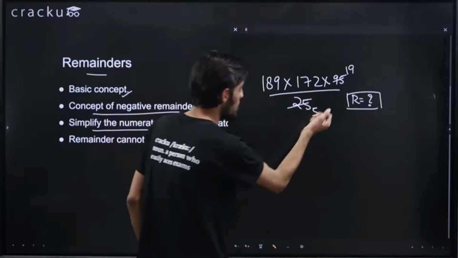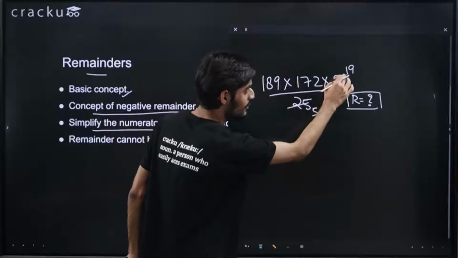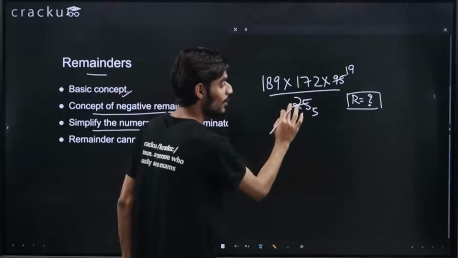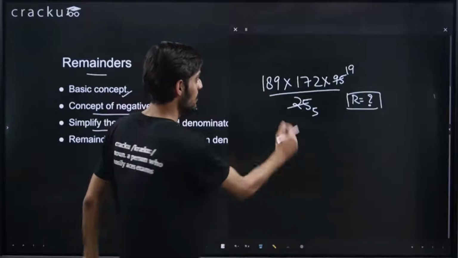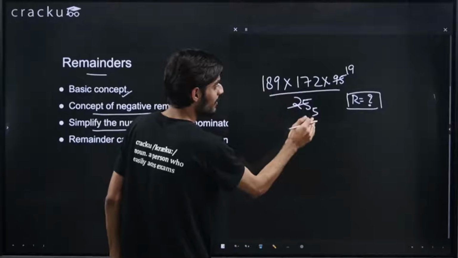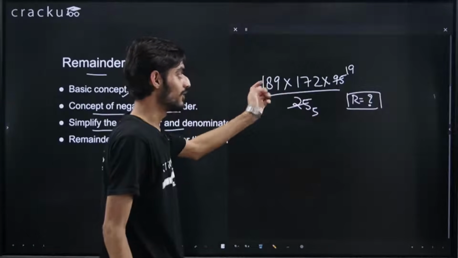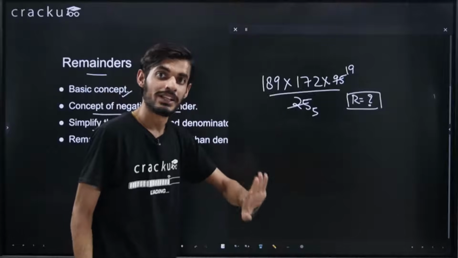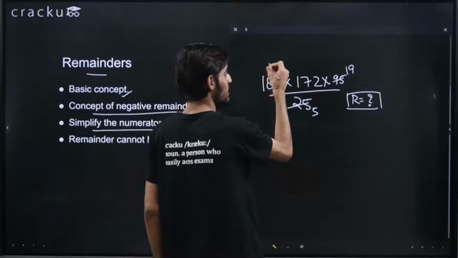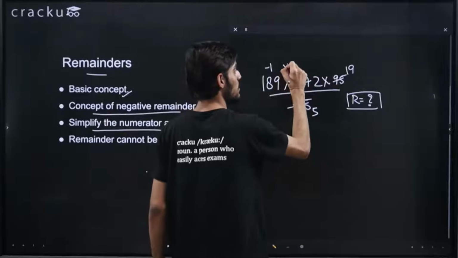Because we have cancelled out 5 from the numerator and denominator, we need to just check the remainder of these terms from 5. So 189 by 5: I know that 185 will be divisible by 5, so 4 will be the remainder. So either I can write 4 or minus 1 also. Let's say I write -1.